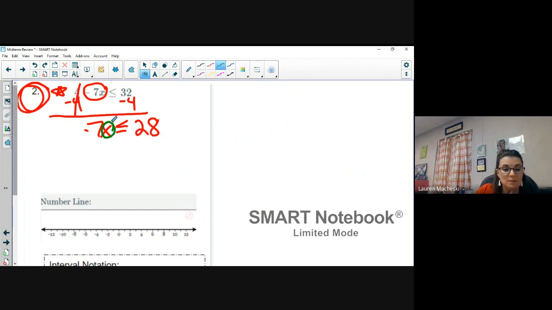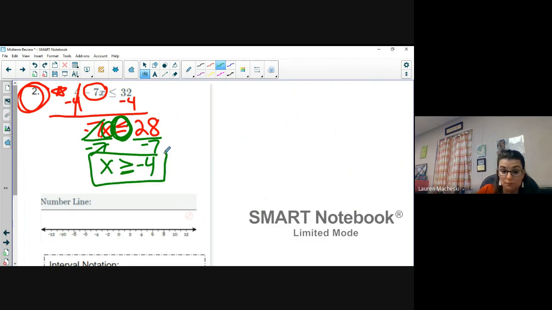In order to get x by itself, I need to divide by -7. So x, remember, I divided by a negative, so flip my sign if you multiply or divide by a negative. So I flip my sign around. Now it says x is greater than or equal to -4.